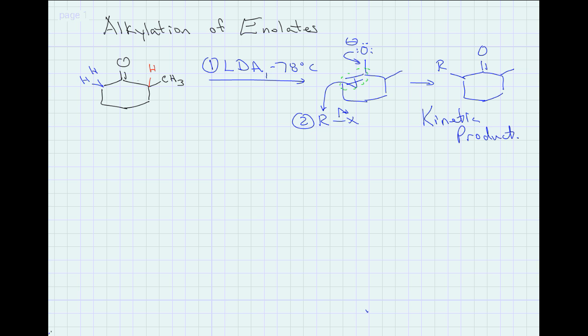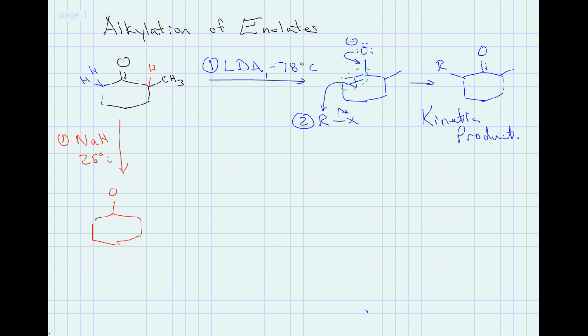The other set of conditions we're going to look at use a much smaller base. Step 1 will be to treat the molecule with sodium hydride at 25 degrees Celsius. So we're at a warmer temperature, and we're using a much smaller base. If you imagine sodium hydride, you can write it out as an ionic species. This is the base that's actually going to remove this proton, and as you can see, it's a much smaller base than LDA. Therefore, it can get in there and grab that proton adjacent to the methyl group, and this is what you will form as your enolate.